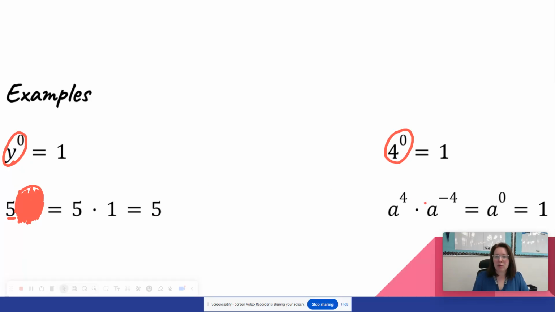And here, we can use one of our rules, because we've got multiplication. That means we're allowed to add the exponents. 4 plus negative 4 is 0. That means I write the letter A 0 times, and I have a 1.